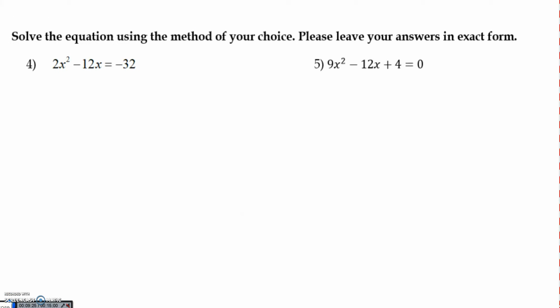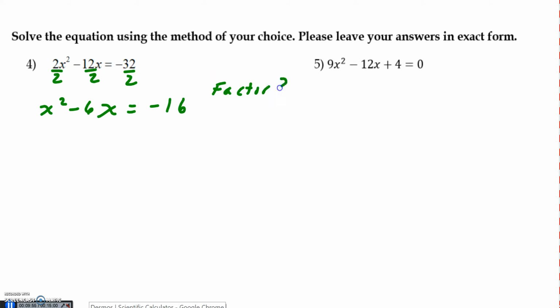Now looking at numbers 4 and 5, it says solve the equation, specifically the quadratics, using the method of your choice. So because they have x squareds, we could use quadratic formula, completing the square, or factoring. And it's always a good idea to check factoring first. So for instance, if I looked at number 4, I noticed that I have a lead number or lead coefficient of 2. Everything is divisible by 2. So if I get rid of the 2, I get x squared minus 6x equals negative 16. And let's check, I'm just going to write a little note, does this factor? Can I save myself time?